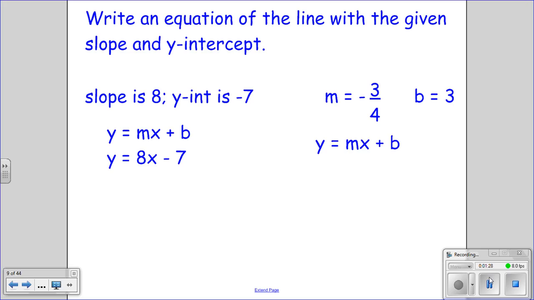The next one has a slope of -3/4 and a y-intercept of 3. Again, think of the equation y equals mx plus b and substitute in the two pieces that you know. Y equals -3/4x plus 3. That equation is now in slope-intercept form.